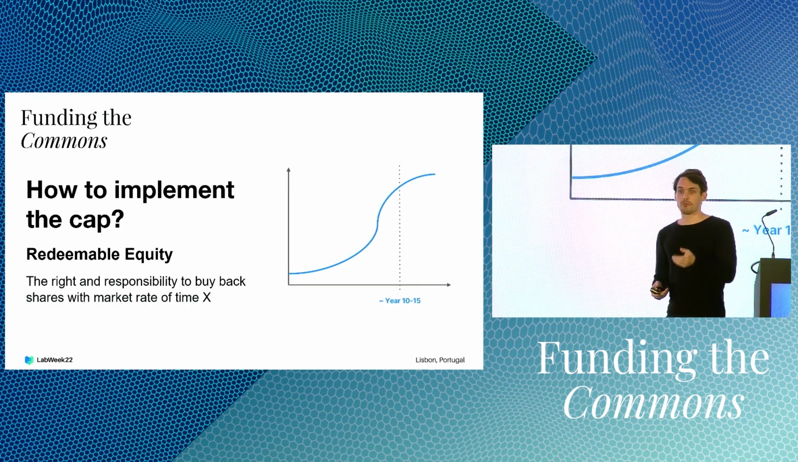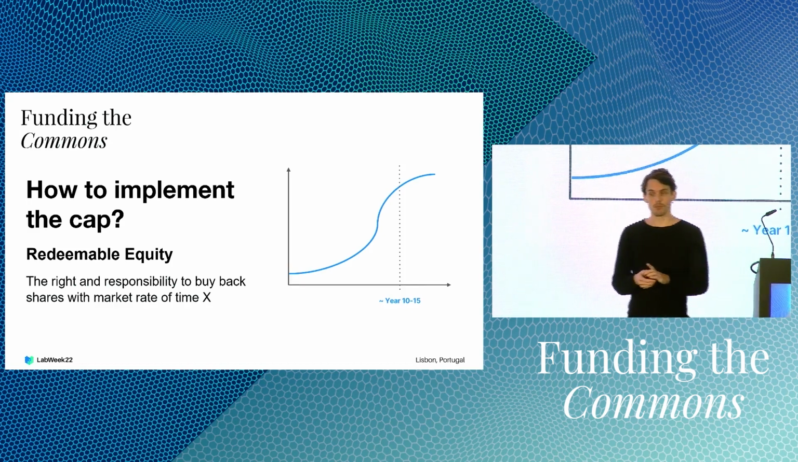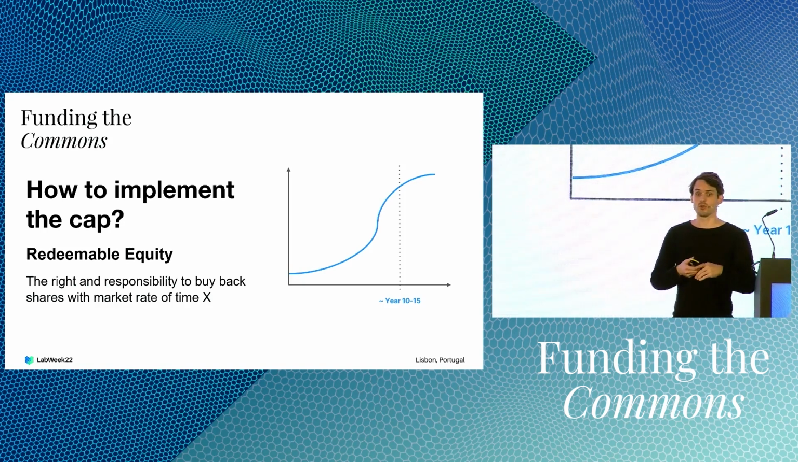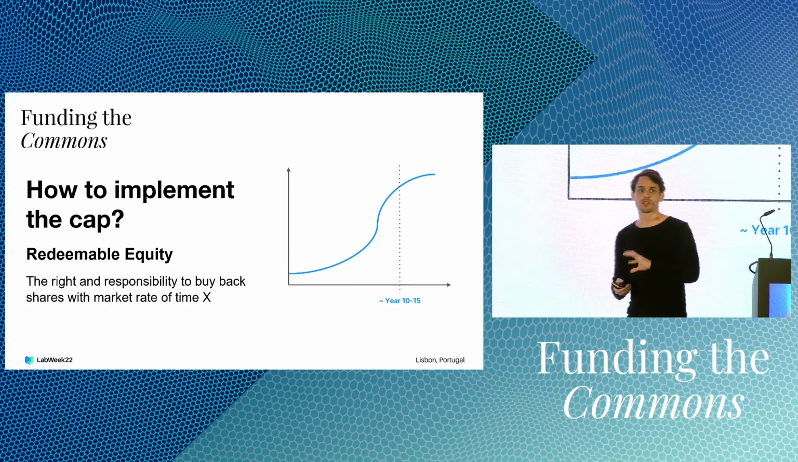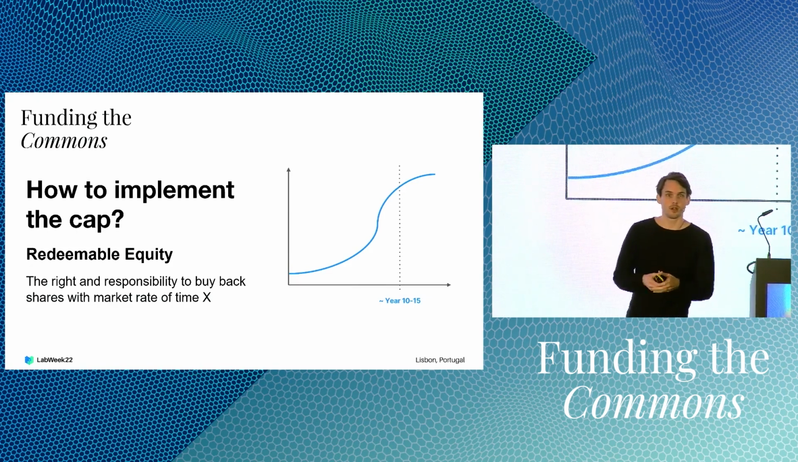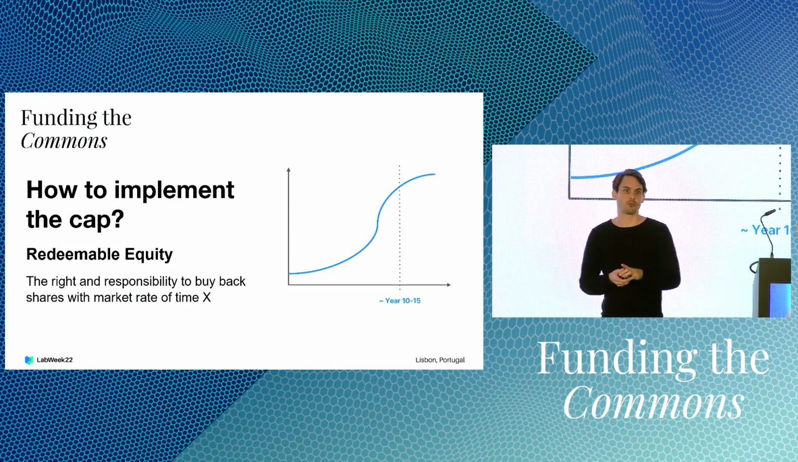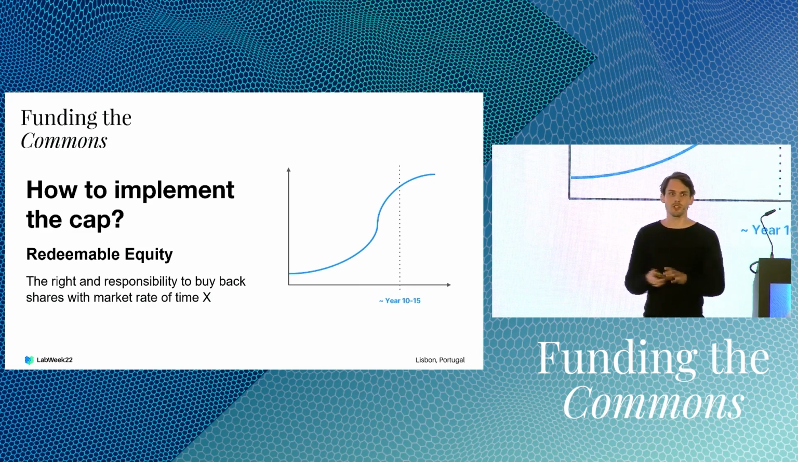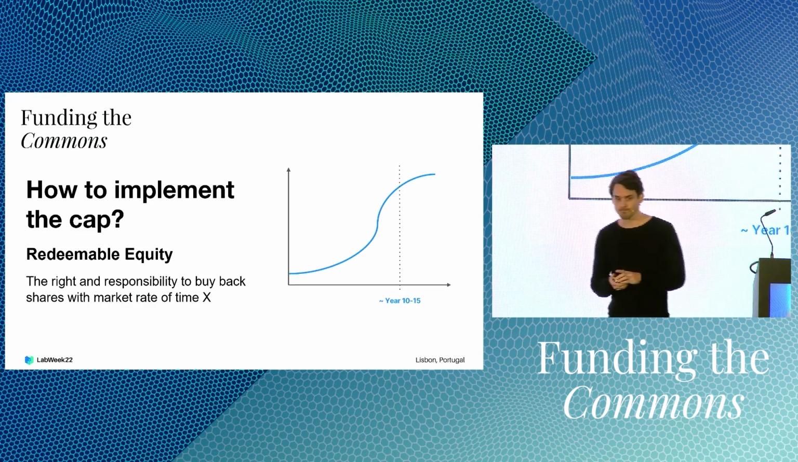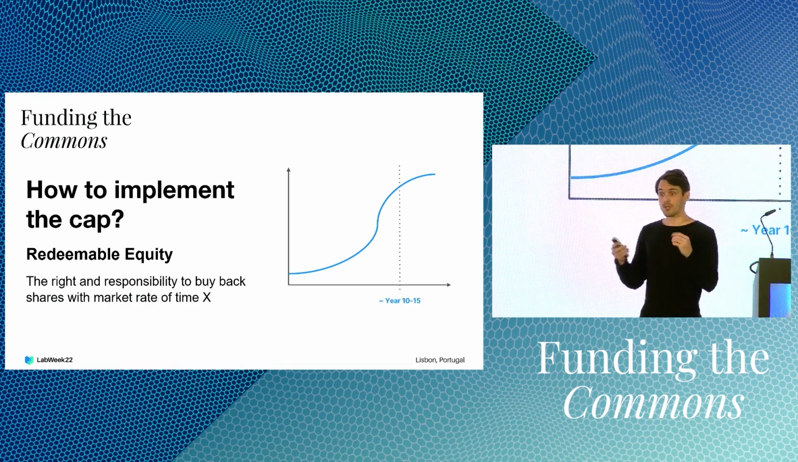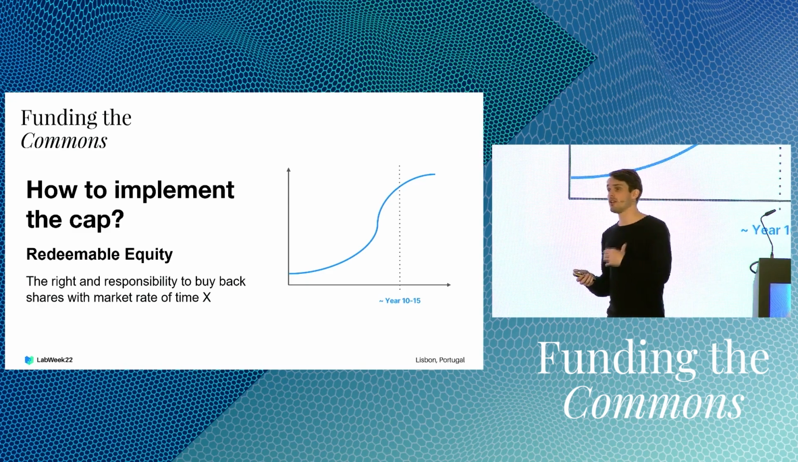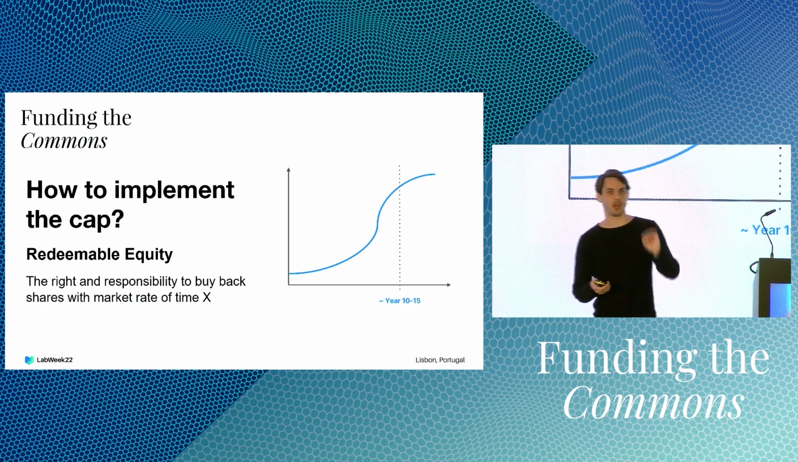So the first question that loops into the second hurdle, so I start with that one, is how do we implement the cap? And essentially what we do is we implement it with redeemable equity. We do this because investors think in equity. Previous implementations of capped return structures often used debt instruments, but those are not really compatible with the way most investors think. What redeemable equity does is essentially give our company the right and responsibility to buy back its own shares at a specific time in the future.